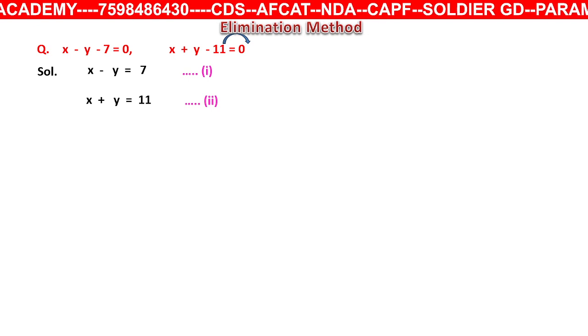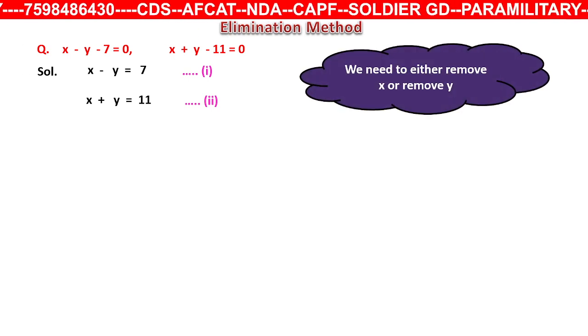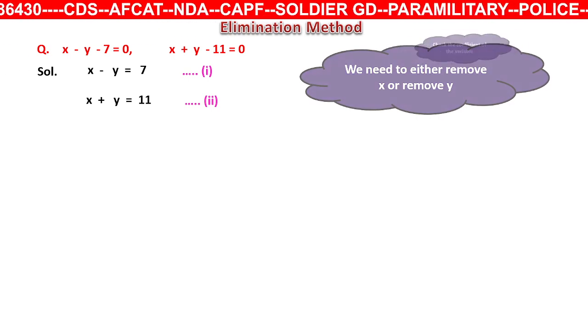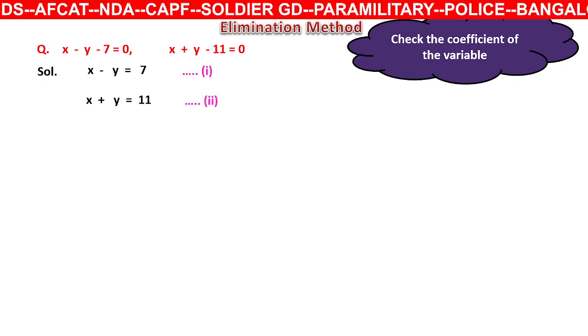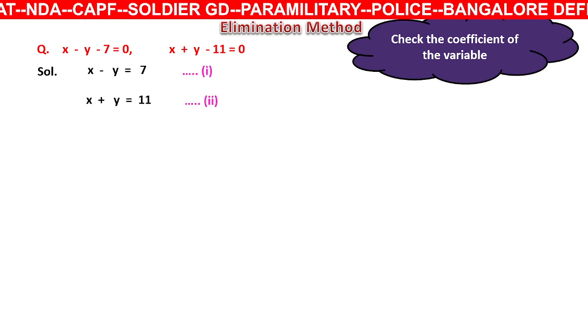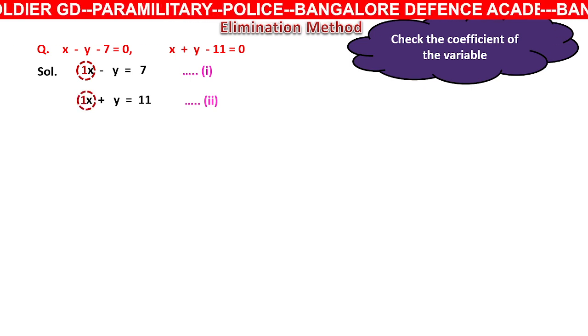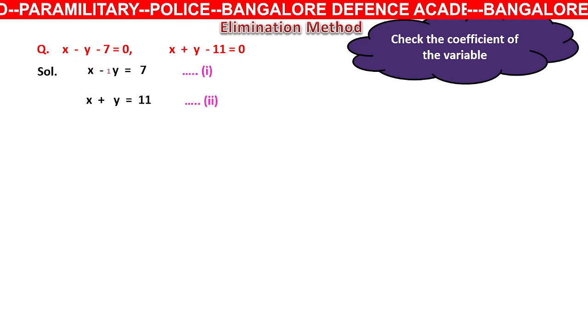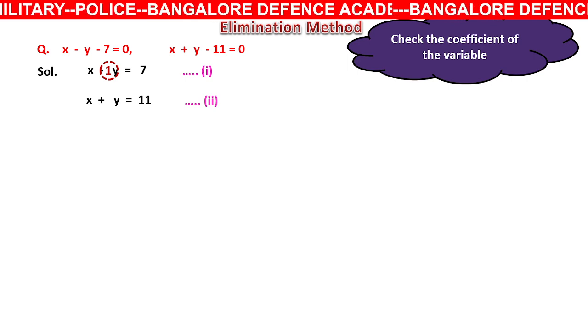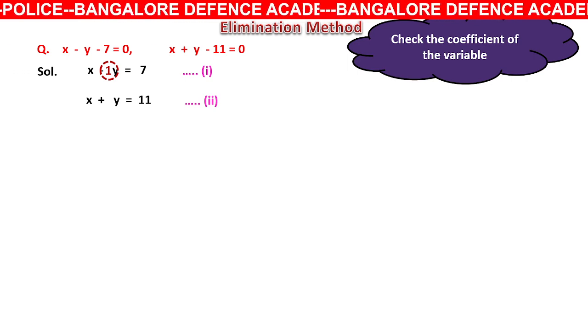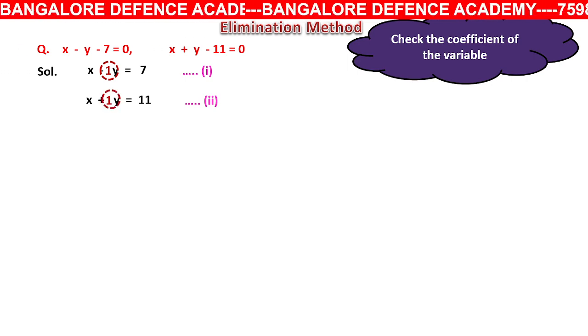Now this is a method that is called as elimination method. So we need to either remove x or y. Check the coefficient of the variables. So coefficient of the variable of x is 1. Again, down in the second equation, x is 1. Next, coefficient of y in the first equation is minus 1, and here it is plus 1.